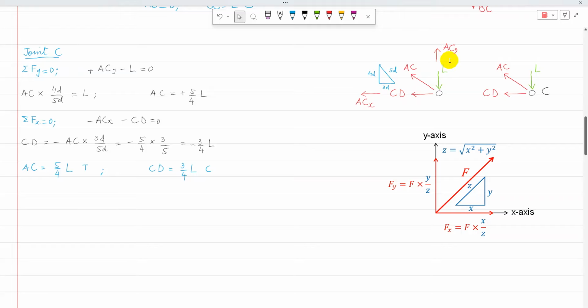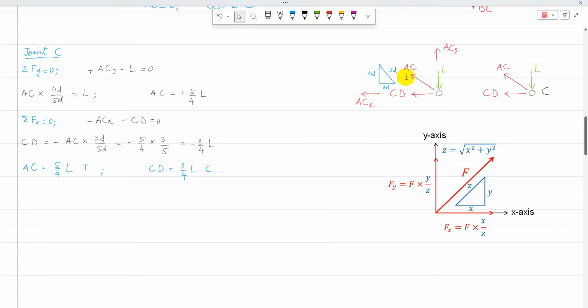So I'm going to start with sigma Fy equal to 0. In sigma Fy, ACY is positive, then L is negative. So ACY minus L equals 0. Now ACY is AC times the vertical distance over the diagonal, 4D over 5D, which is equal to L. So AC comes as plus 5 over 4 L.